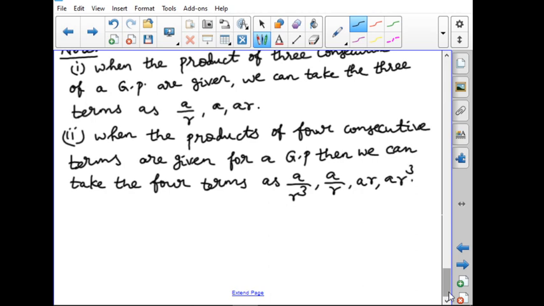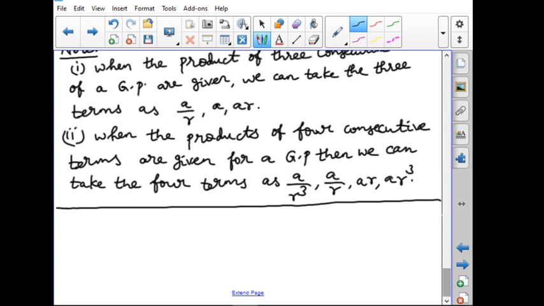Suppose they ask to find three consecutive terms, it means we have to use the form A by R, A, AR. Suppose they ask to find four consecutive terms, it means we have to use A by R cube, A by R, AR and AR cube. Okay, don't forget to note this.